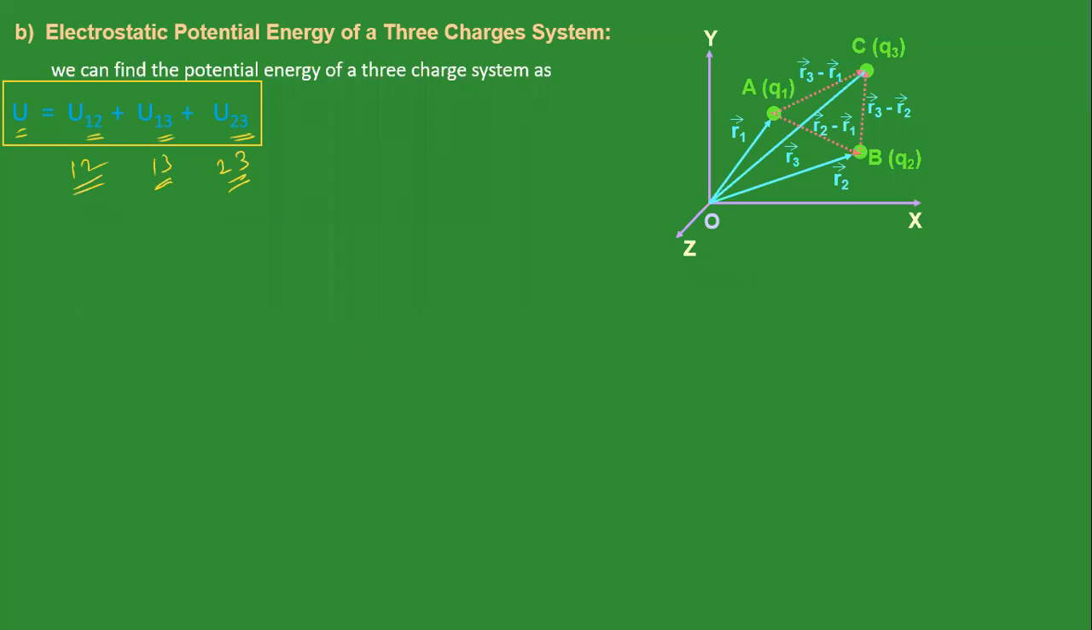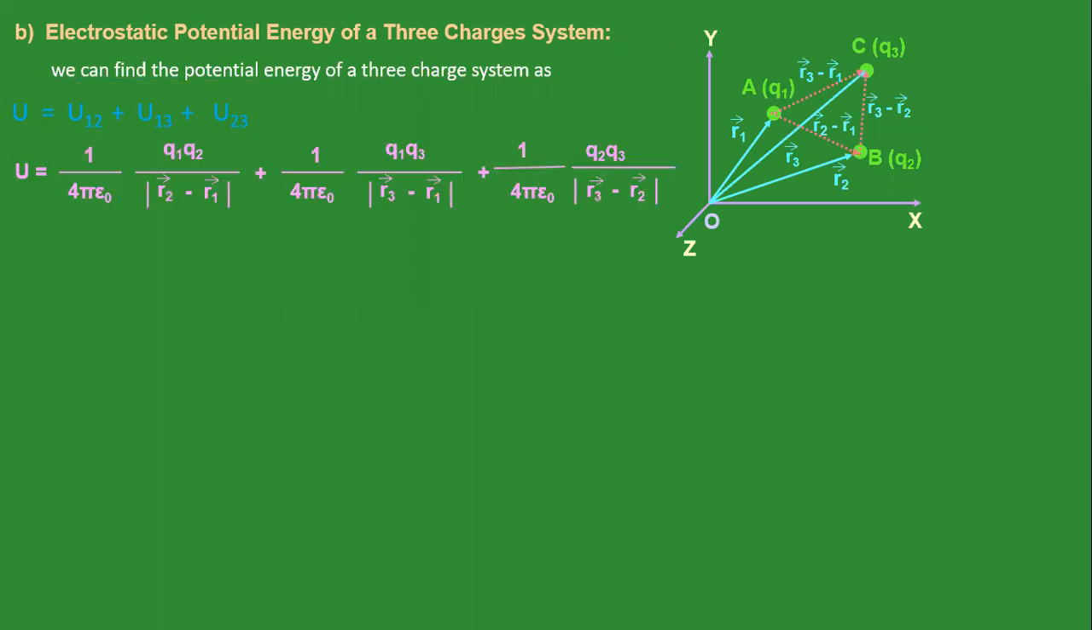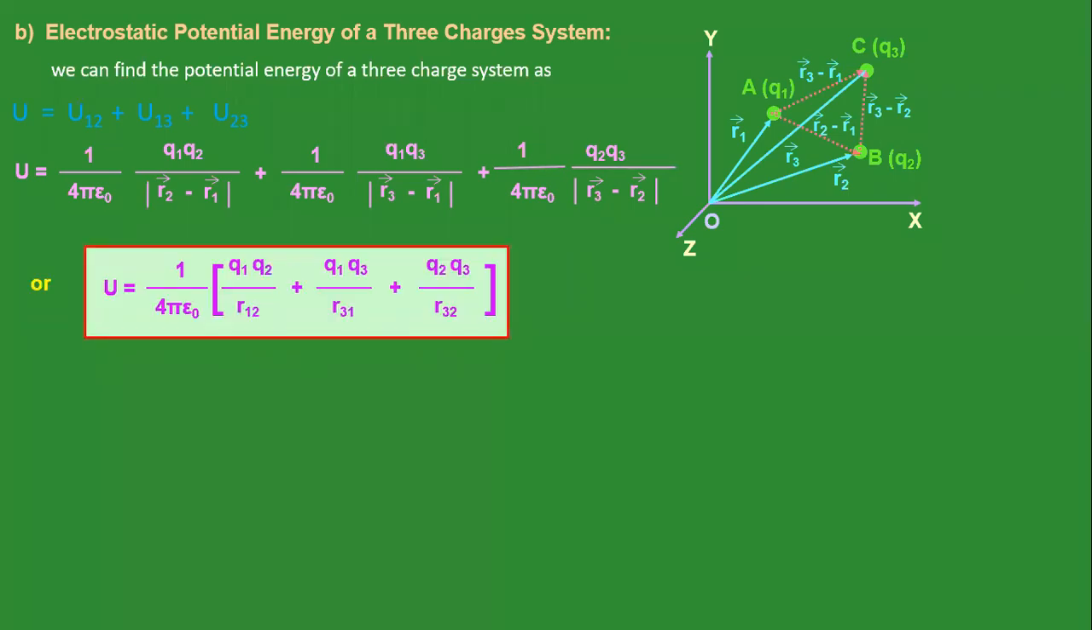Now the electrostatic potential energy formula we know. By that formula we can write this expression for electrostatic potential energy. Or in another way, we can write in magnitude: 1 upon 4 pi epsilon 0, charge 1 and 2 first, the electrostatic potential energy between 1 and 2, then 1 and 3, and then 2 and 3.